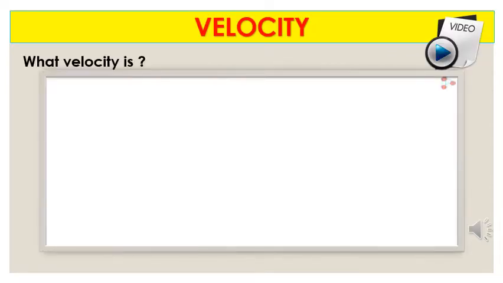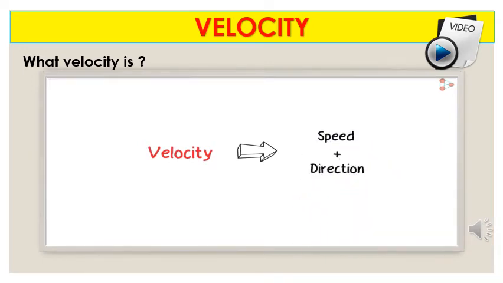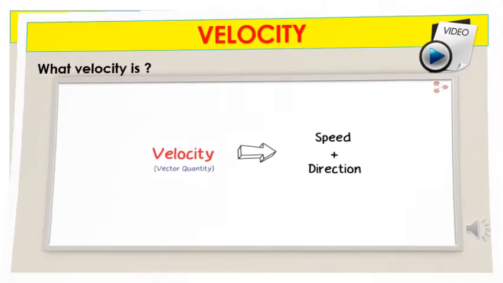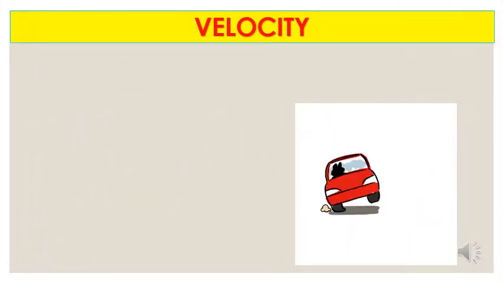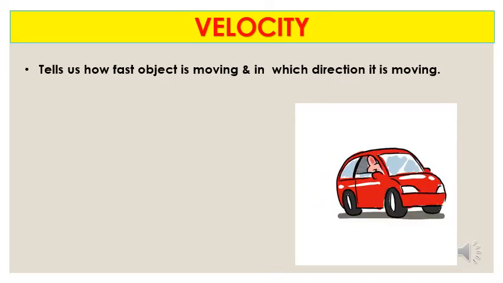Let's remind all of you what velocity is. It's speed with direction, and hence a vector quantity. Velocity also tells us how fast the object is moving and the direction of its moving.